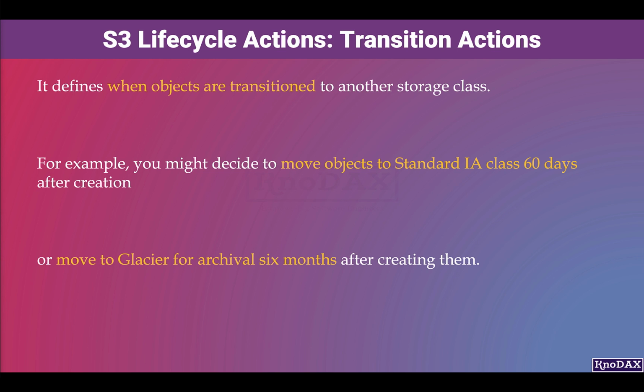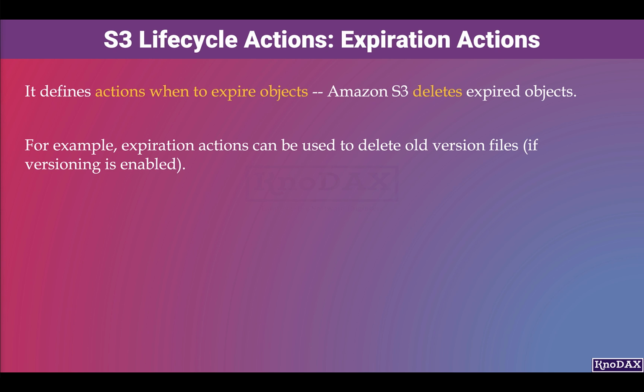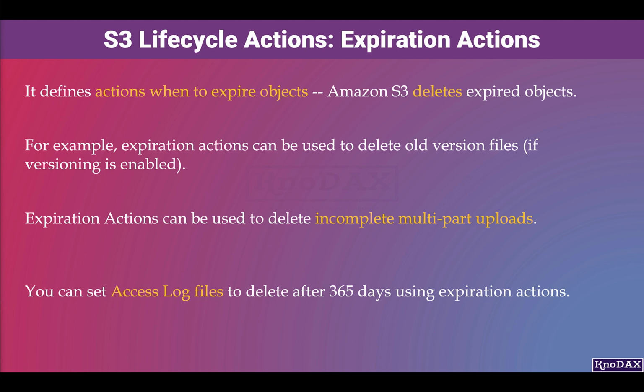Now let's talk about expiration actions. It defines actions when to expire objects. Amazon S3 deletes expired objects. For example, expiration actions can be used to delete old version files if versioning is enabled. Expiration actions can be used to delete incomplete multi-part uploads. You can set access log files to delete after 365 days using expiration actions.